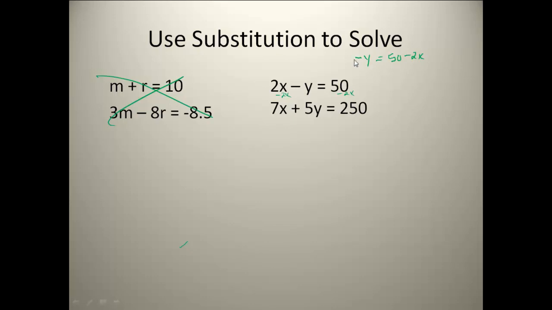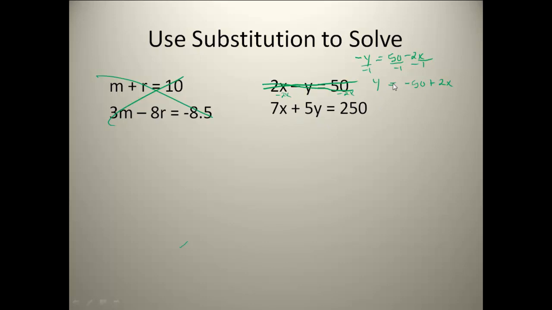Now it's not okay to keep this negative sign right here. I need to divide everything by negative 1, and that will give me y is equal to negative 50 plus 2x. So that's going to be my modified equation.